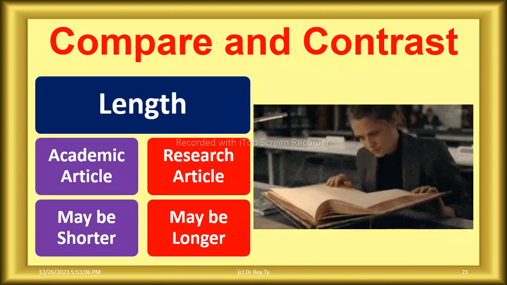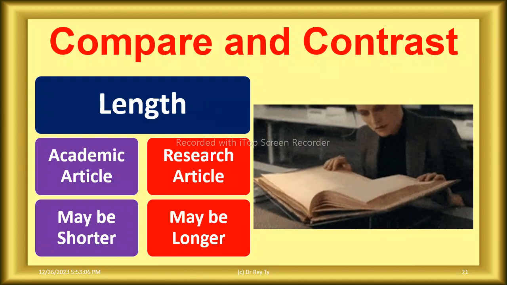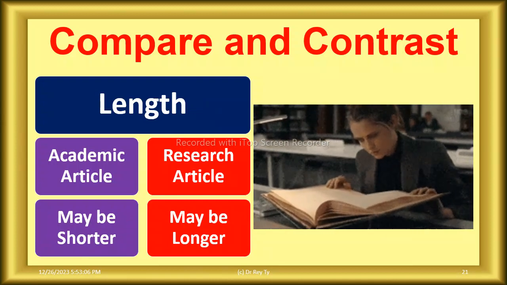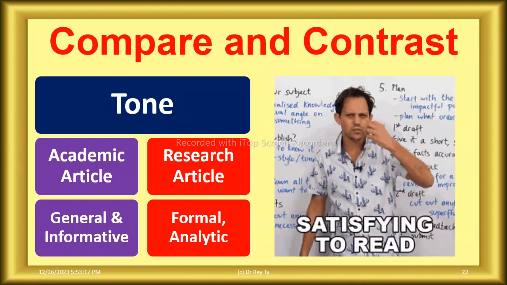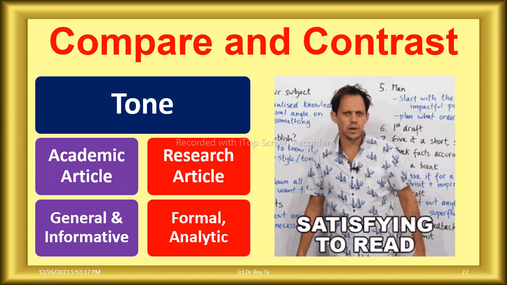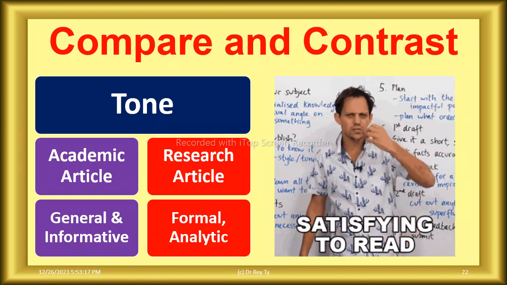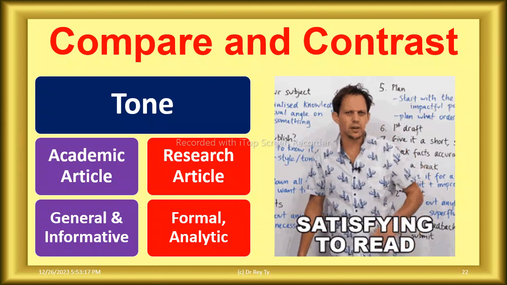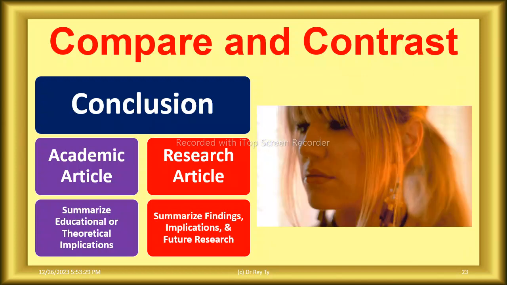The length of academic articles may be shorter as compared to research articles, which may be longer. The tone of academic articles is more general and informative, whereas research articles tend to be more formal and analytic. The conclusion of articles for academic papers tend to summarize existing theories or give us implications to education.